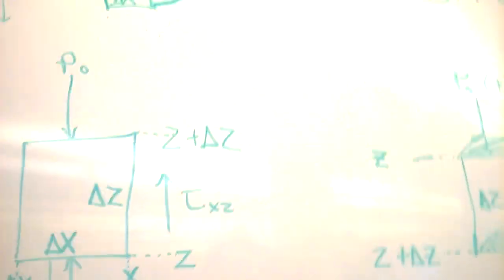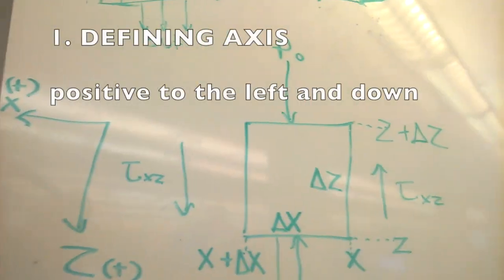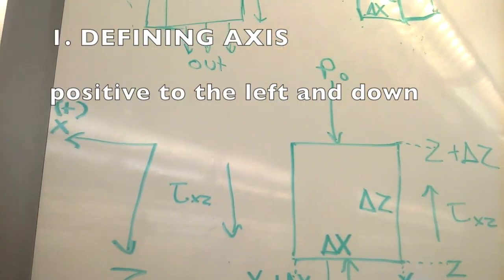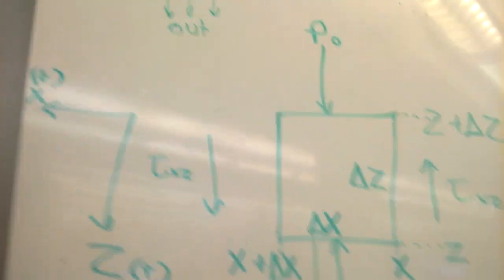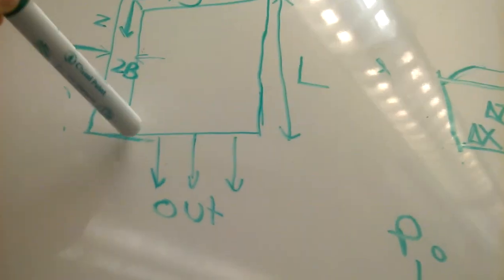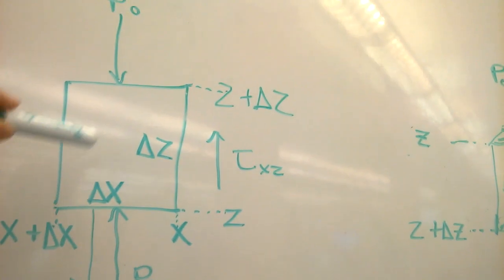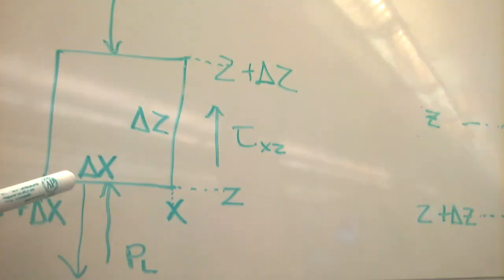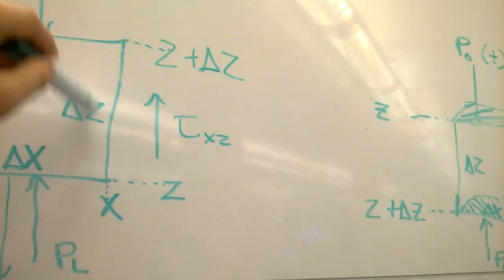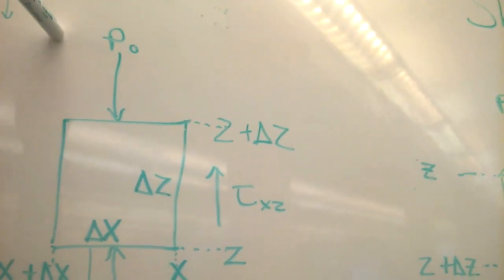Okay, let's start. To start, we have to define our axis, and so we have our positive axis going to the left and down. The problem statement tells us that the flow goes down and comes out of the bottom. To draw a two-dimensional figure, you have your delta x and your delta c going down, then you have your pressure going to the top and to the bottom.